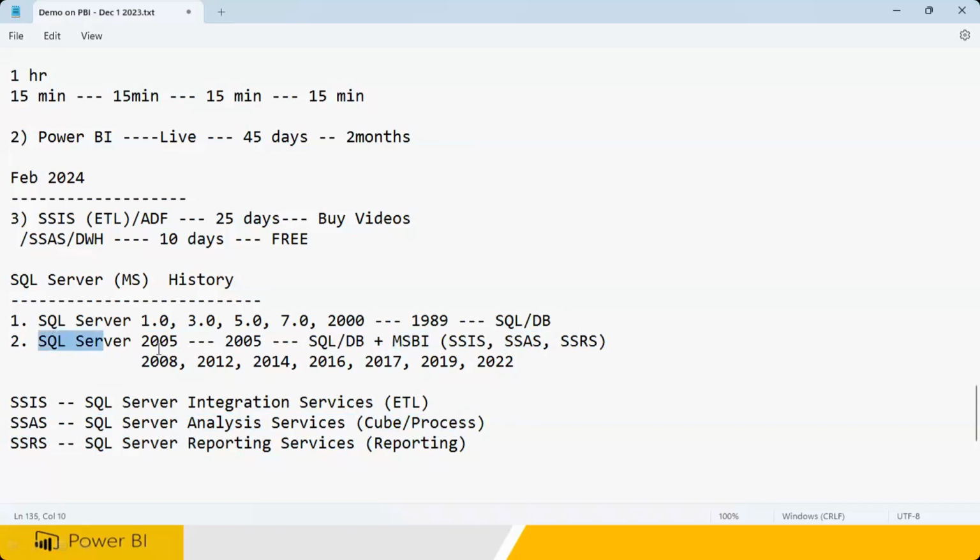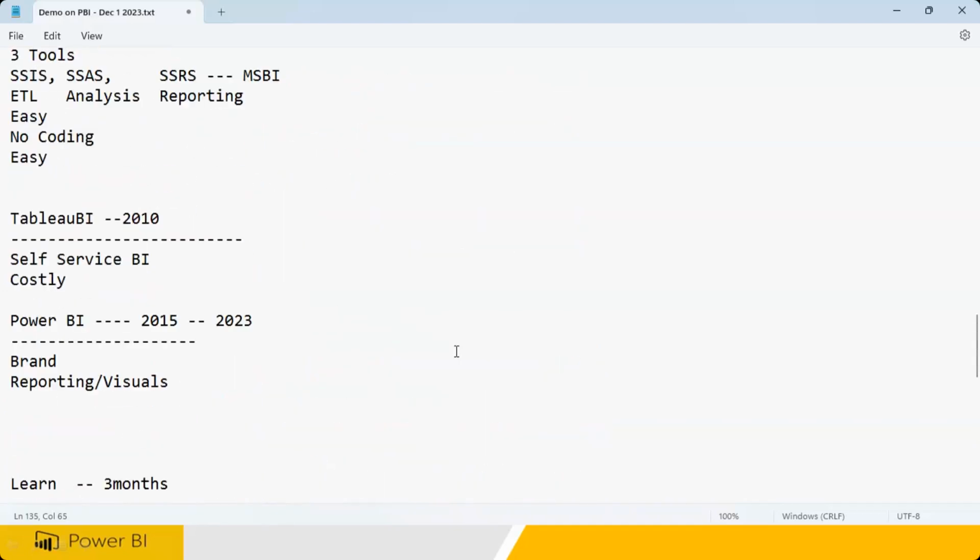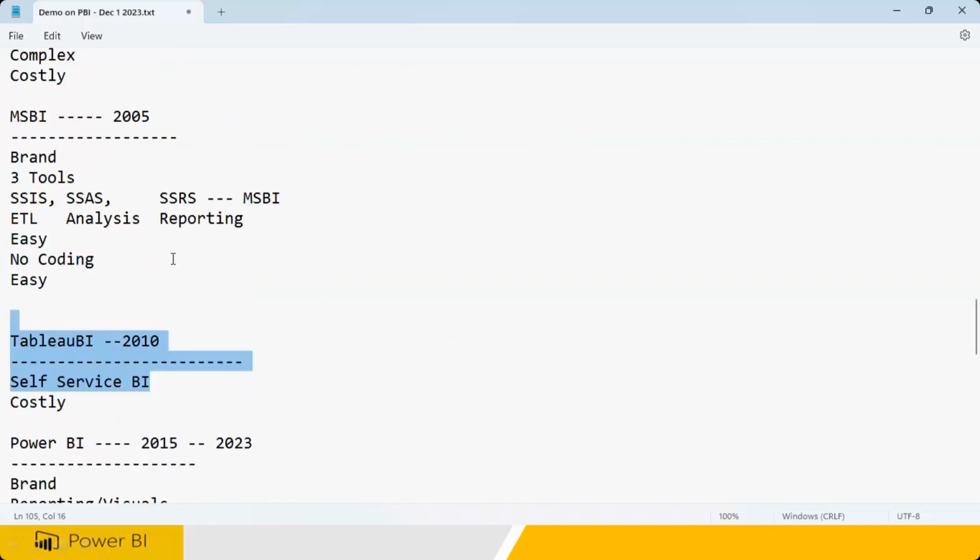Many SQL Server versions got released, and the current version is this. When you install 2019 or 2022, you have the SQL software, meaning you can store the data, and you can also perform data analytics with the help of MSBI. But as I told you, you need technical knowledge to perform this. So what happened after MSBI? Tableau BI got released. Tableau people said, hey, no technical knowledge is required, it is a self-service tool and anybody can use it. So immediately SSRS went down. It is a reporting tool by Microsoft.